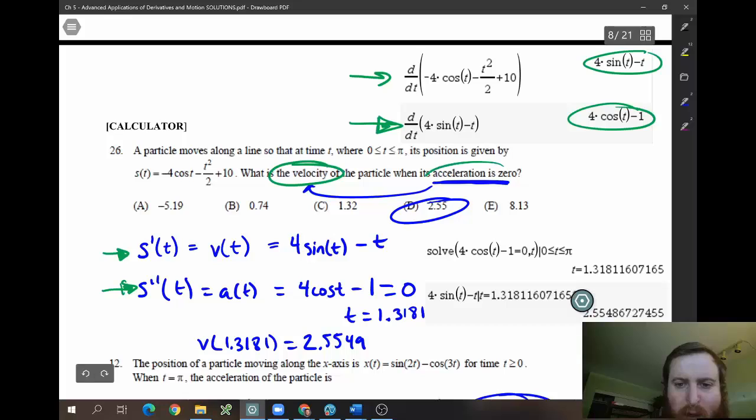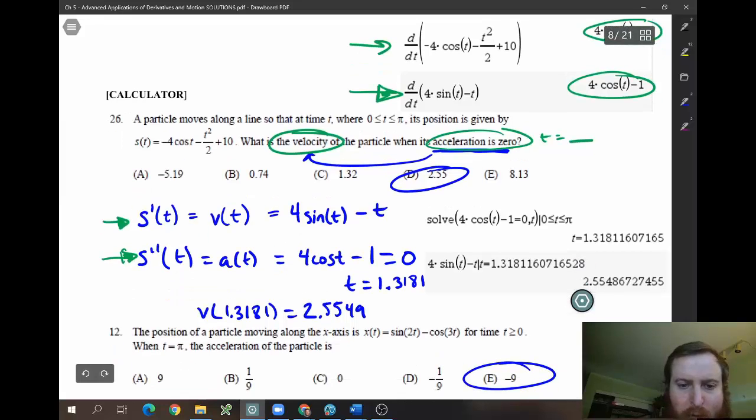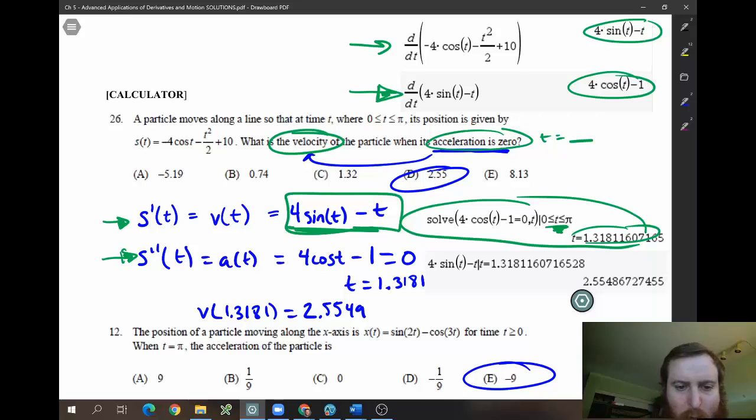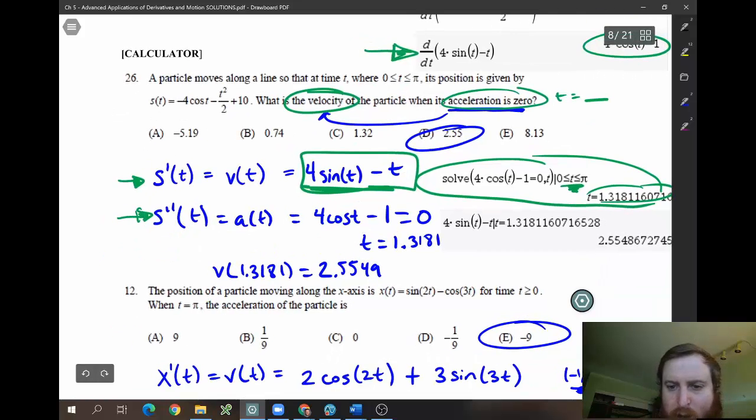So we want to know when the acceleration is 0. That's going to give us a time. So we're going to solve 4 cosine t minus 1 equal to 0. So I did that here. Make sure you put this interval in. If you don't put that interval in, you're not going to get the right answer. So we get t equals 1.318. And we're going to take that value and plug it into the velocity. So velocity at 1.318, I did in this last line, and we get 2.55.